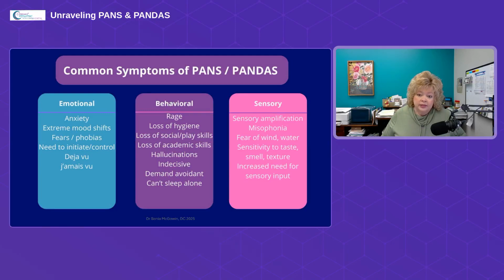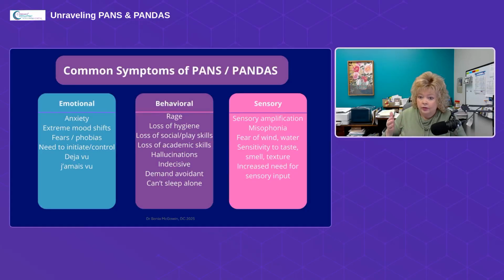Sometimes we'll see sensory symptoms as well. So the sensory amplification that we've talked about, a big one is misophonia. So they just can't tolerate hearing other people chew. Sometimes it's not just sort of a global thing. It tends to be directed at one person. I can't stand to eat dinner with my brother because I can't stand the way it sounds when he chews, for example.